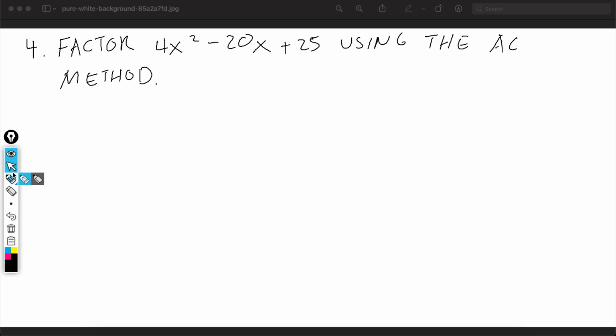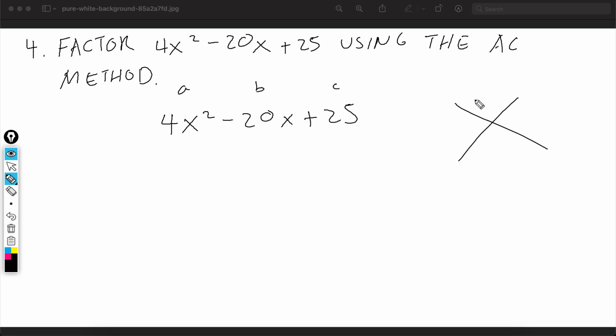Now we're on number 4, factor 4x squared minus 20x plus 25 using the AC method. So similar to number 3, let's just rewrite this really quick. Perfect. As you know, this is A, B, C, nothing crazy. Now, what goes on the top is A times C, and what goes on the bottom is B.